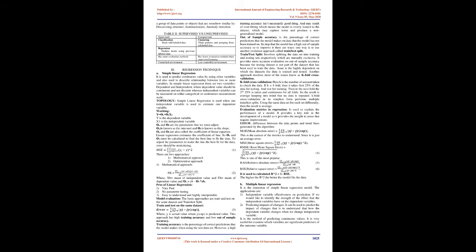θ0 and θ1 are also called the coefficients of the linear equation. Linear regression estimates the coefficients of the line. So θ0 and θ1 must be calculated to find the best line to fit the data. To adjust the parameters to make the line the best fit for the data, the error should be minimized.